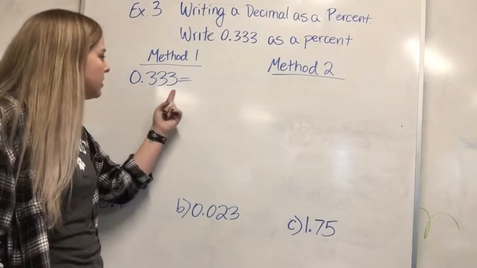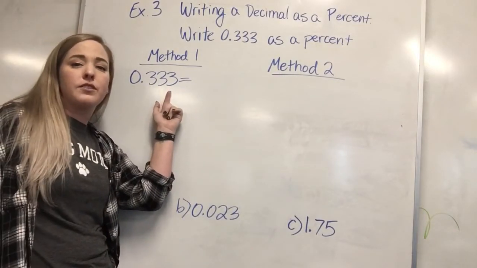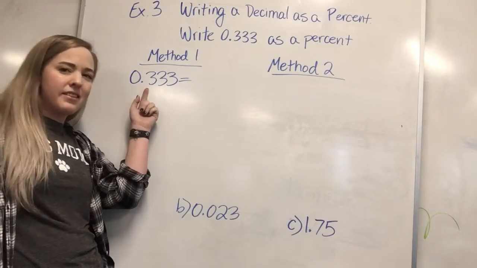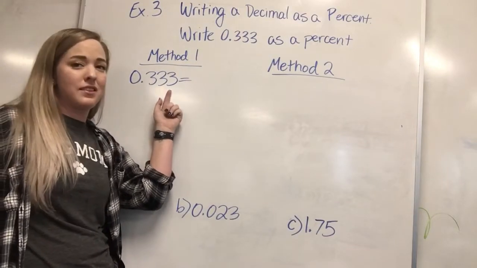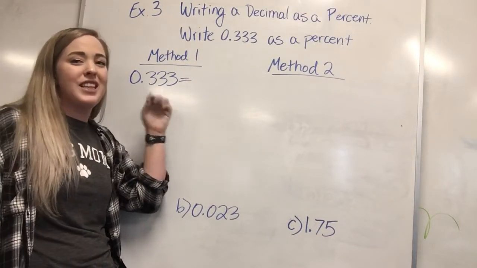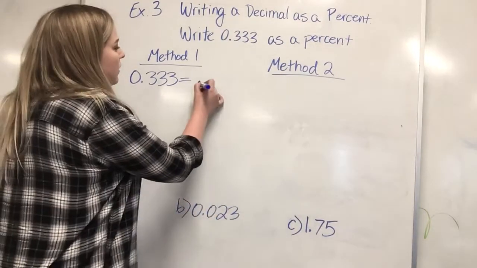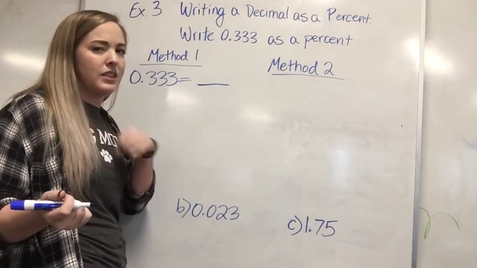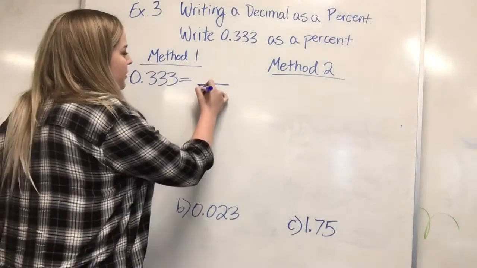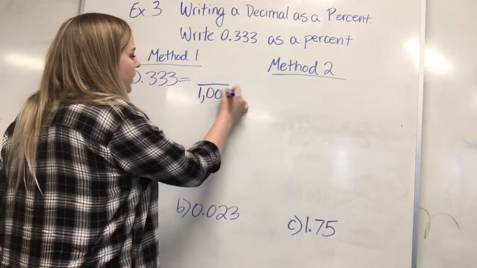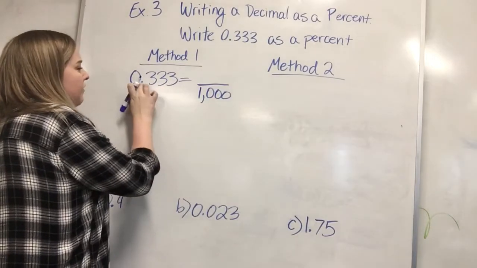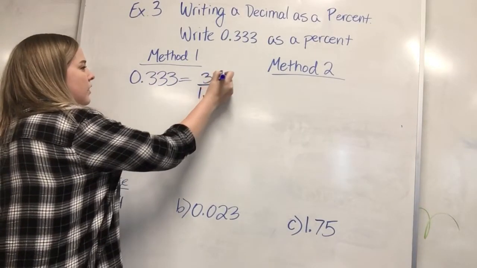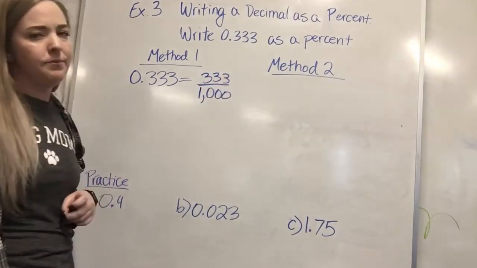So remember, you always look at where the last number falls for your denominator. So we have tenths, hundredths, and thousandths. Because our final digit falls in the thousandths place, take a guess at what's going to be in our denominator. If you guessed 1,000, you are correct. All right? And then we're taking all our digits after our decimal. So we should have 333 over 1,000.